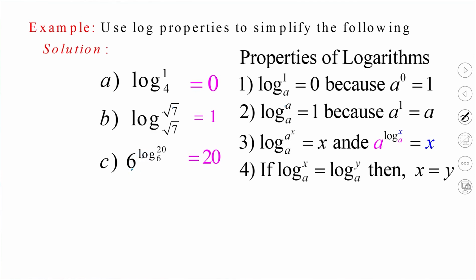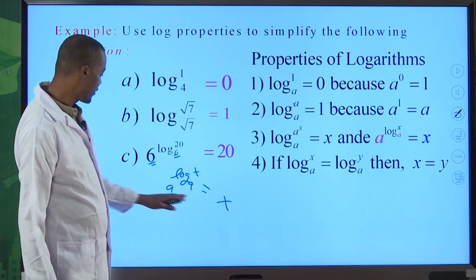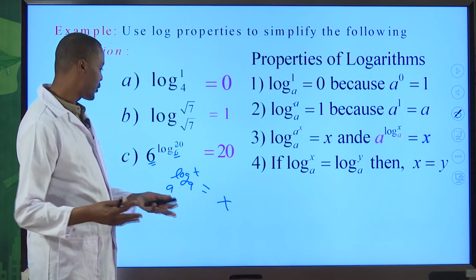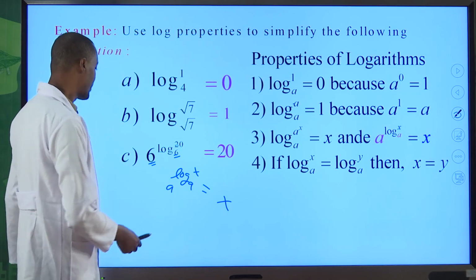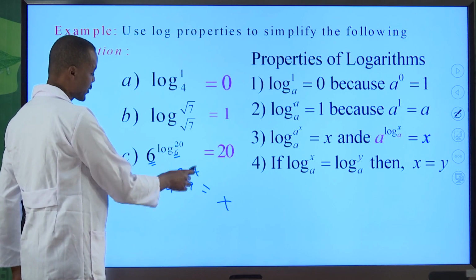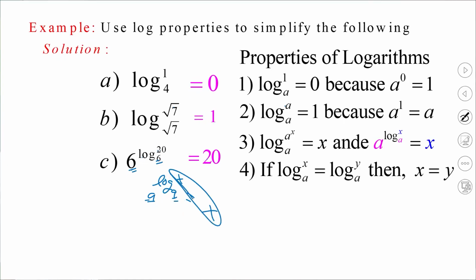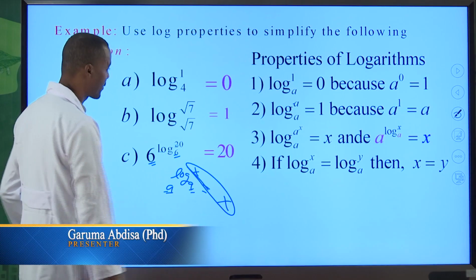Here, if I have 6 to the power of log of 20 to the base 6, if we have 6 here, then the answer must be 20 there. In general, a to the power of logarithm of x to the base a is always equal to x. And you can easily verify this relationship from the exponential relationship that I told you before. A to the power of logarithm of x to the base a is x. Always you look at the a here, same, then the answer must be the x here.